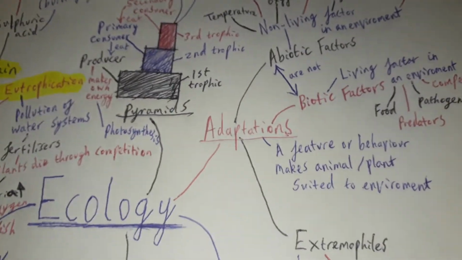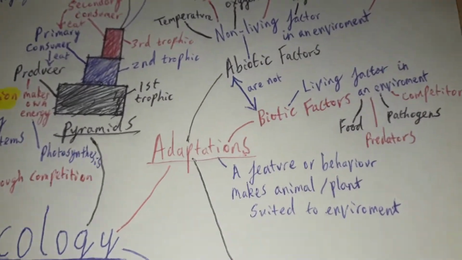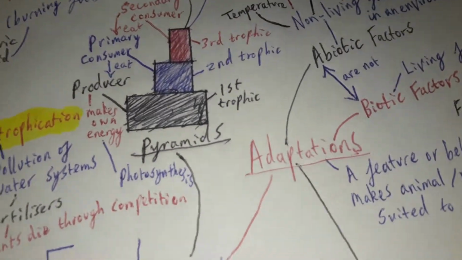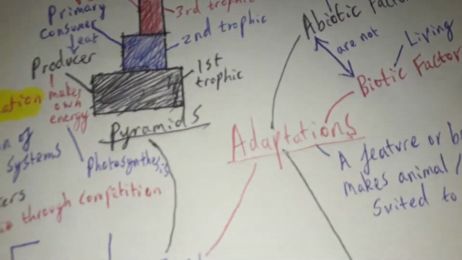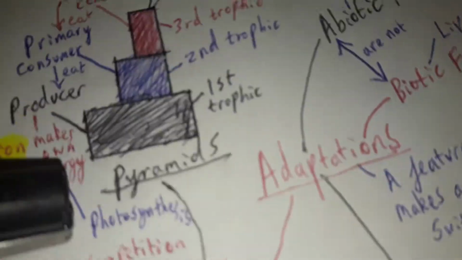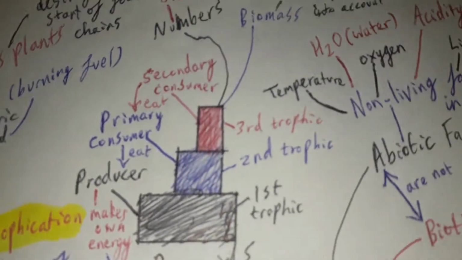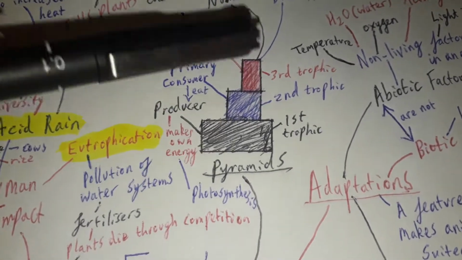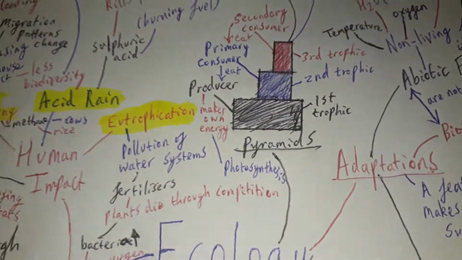So let's move on to our final bit of this. This was a long video. I was not expecting it to be so long, which is on pyramids. So let's look at pyramids. So this is a pyramid, a really badly drawn pyramid. So basically what it does is it shows the lowest part of the food chain up to the highest and how many there are there.